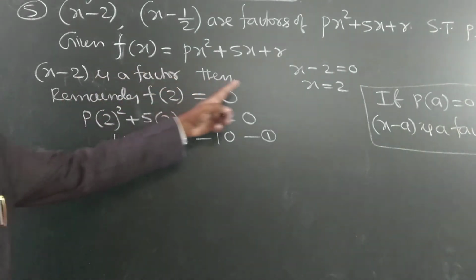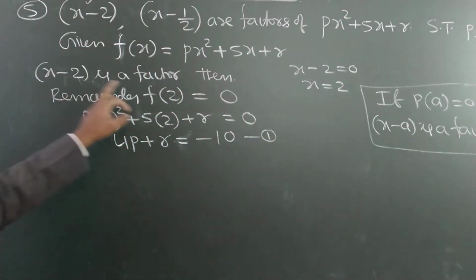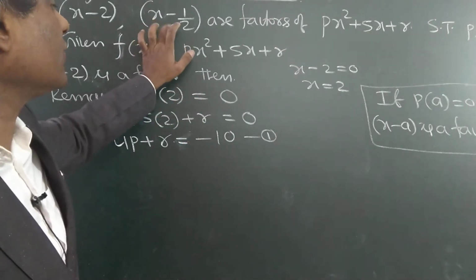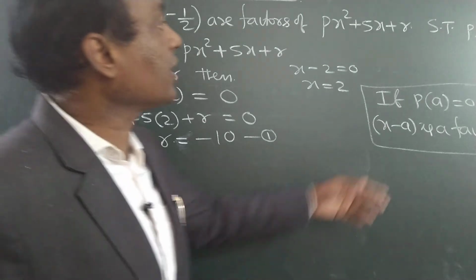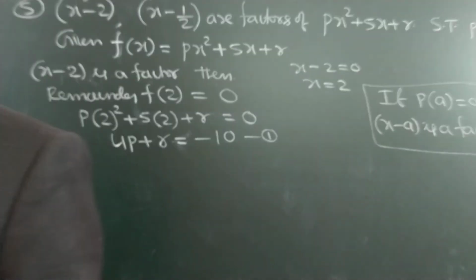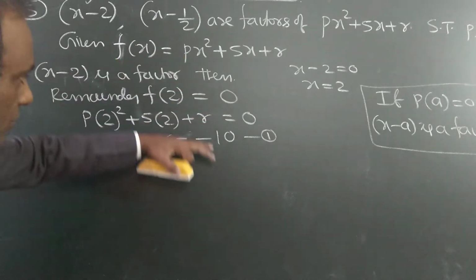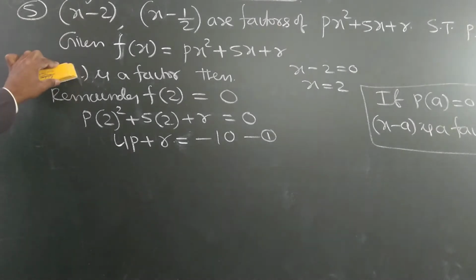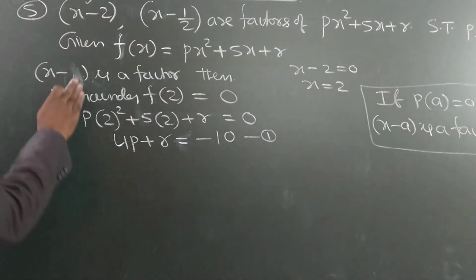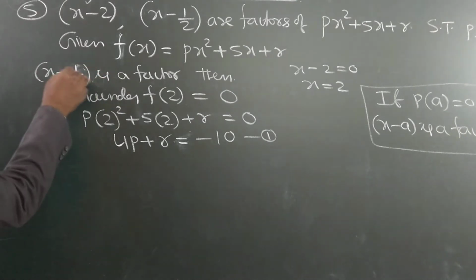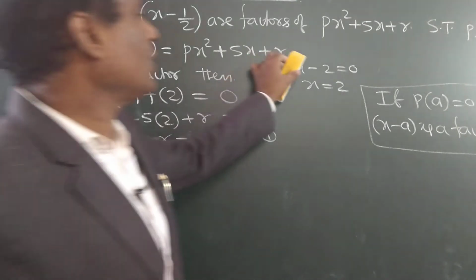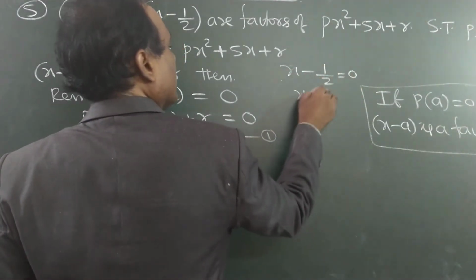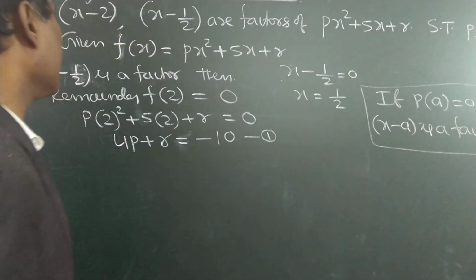x minus 2 is a factor means x is equal to 2. So if you take f of 2, it should be 0. Substitute x is equal to 2 and we got one equation. In the same way do this for the other factor and get one more equation. From those two we can prove that p is equal to r. Let us prove it afterwards. First take this one also, and apply the same process. x minus 1 by 2 is a factor means what x value do we have to take? 1 by 2 we have to take.